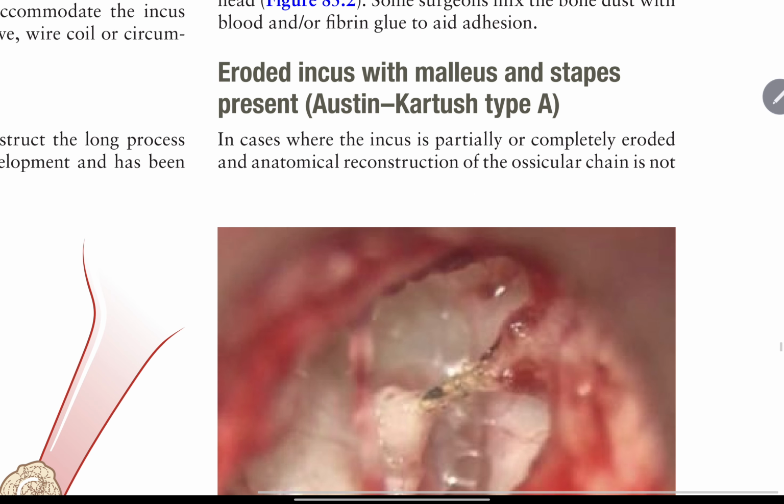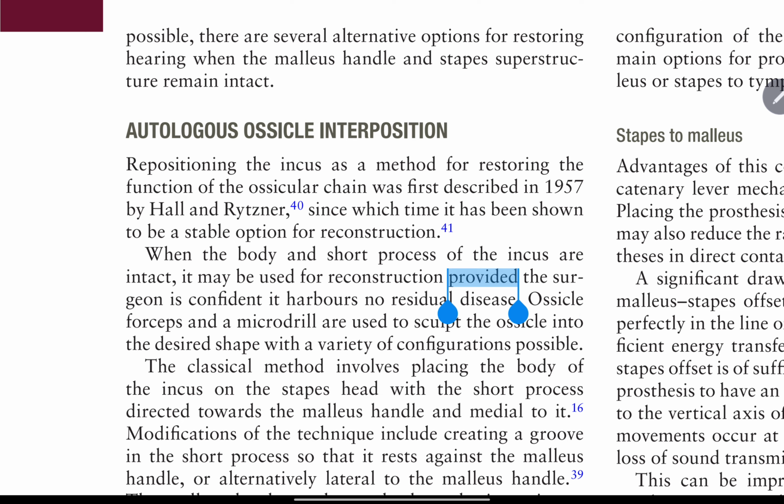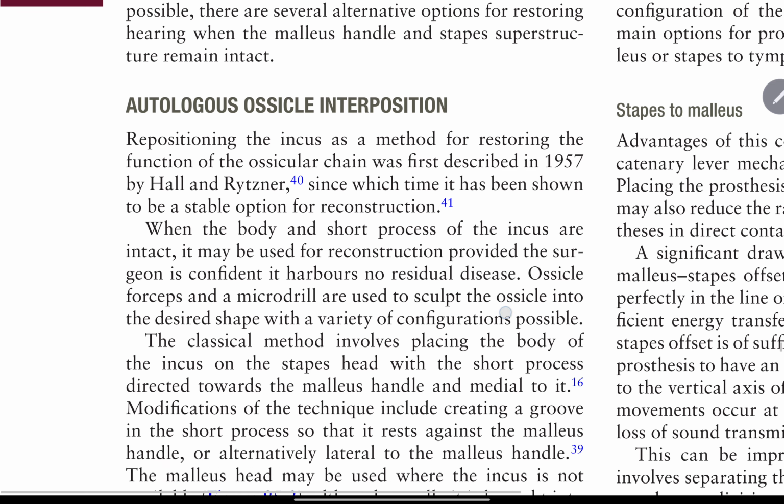Eroded incus with malleus and stapes present, Ossiculoplasty type A. In cases where the incus is partially or completely eroded and anatomical reconstruction of the ossicular chain is not possible, there are several alternative options for restoring hearing when the malleus handle and stapes superstructure remain intact.